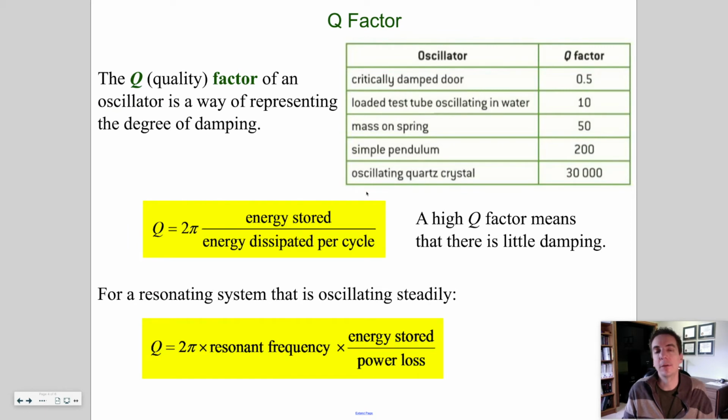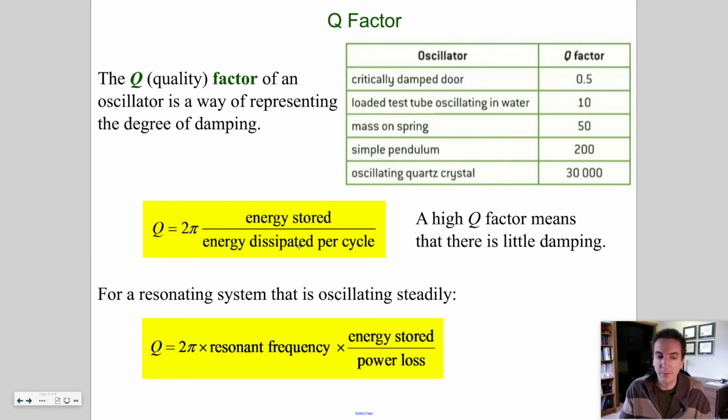So Q factor. Q factor is what we use. It's a number to represent the amount of damping quantitatively, assigning a number to it. So as it says, Q, or quality factor of an oscillator, is a way of representing the degree of damping. So you can see that the lower the Q factor, the more it's damped. So a high Q factor means that there is little damping.